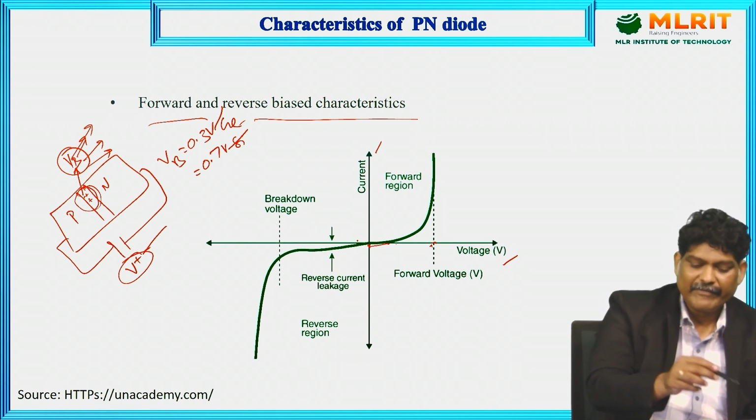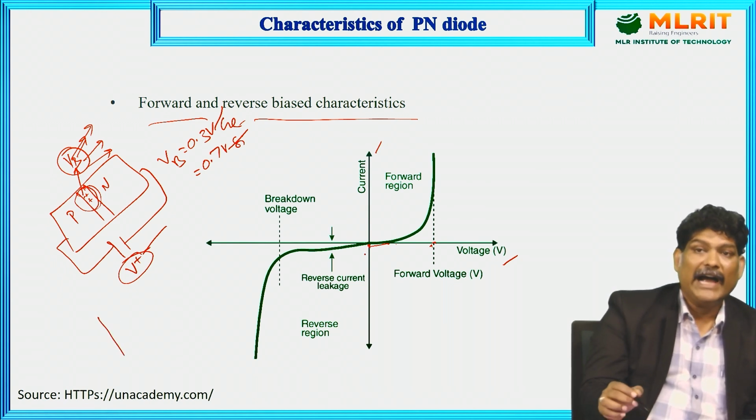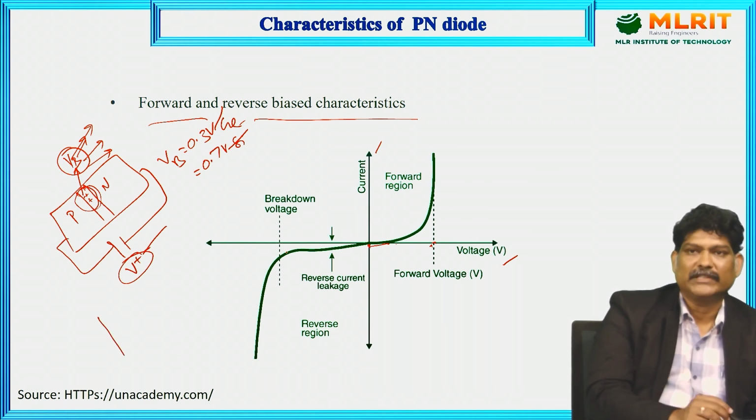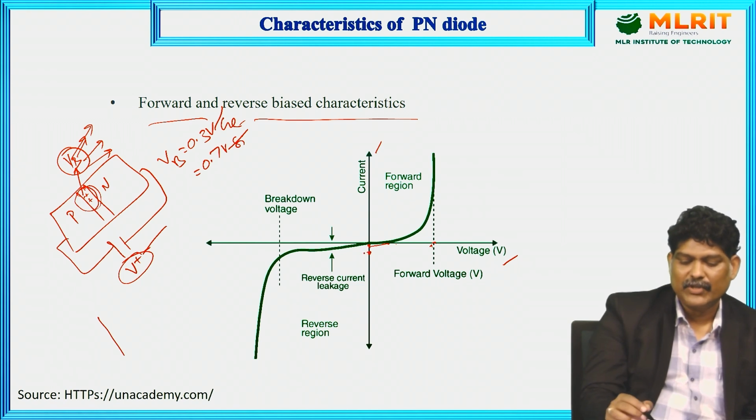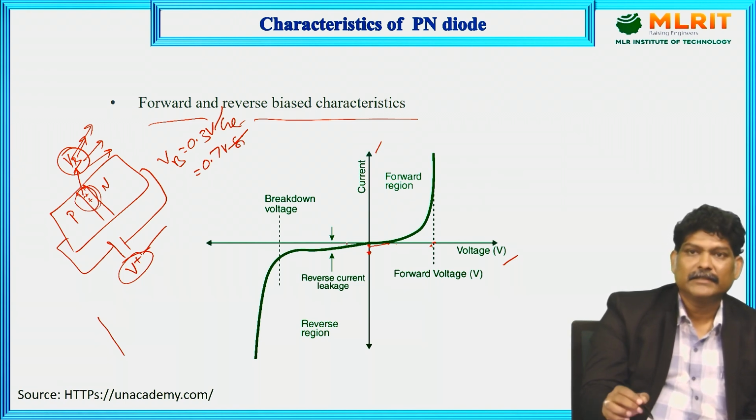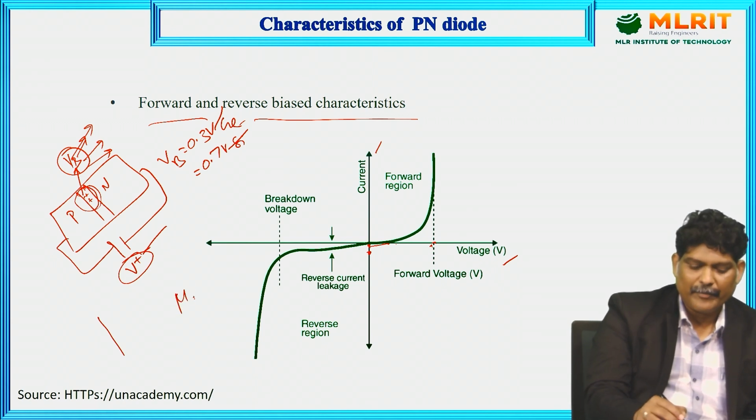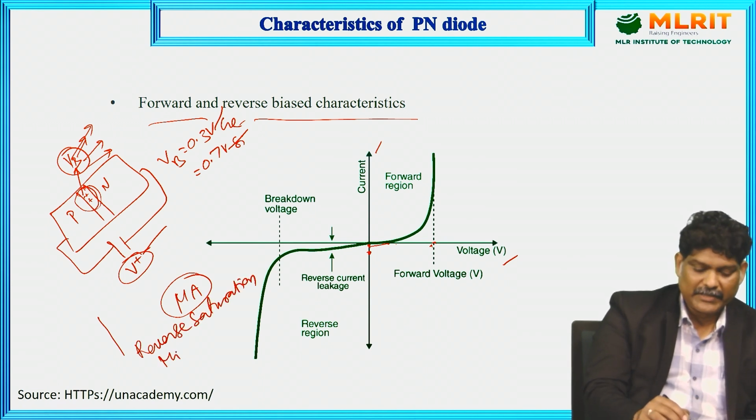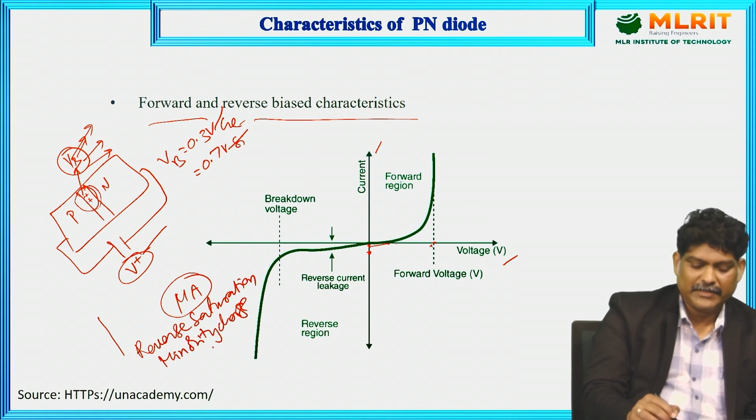In the reverse bias condition, ideally there will be no current flow through the diode. Initially it is 0, but still there is a minute current of the order of microamperes in reverse bias. That current is called the reverse saturation current, which is due to minority charge carriers.